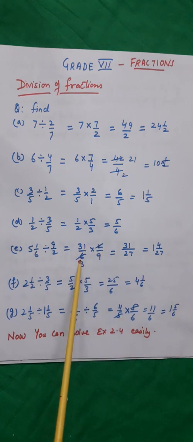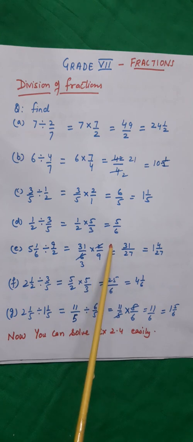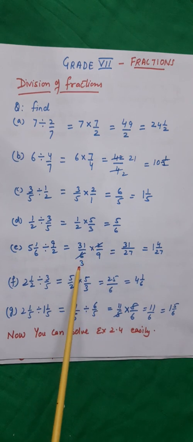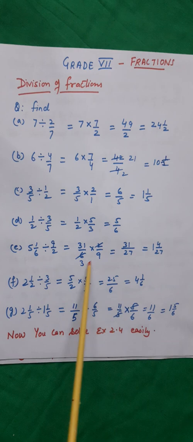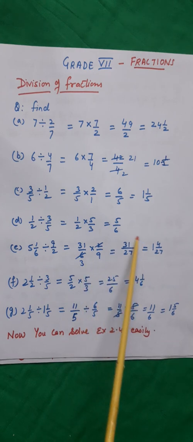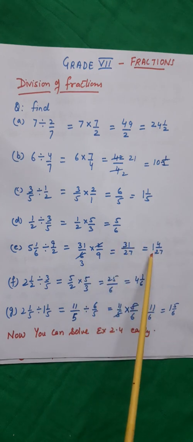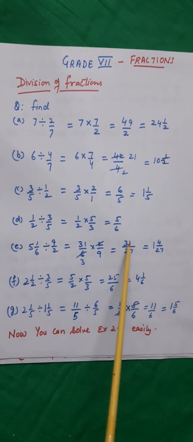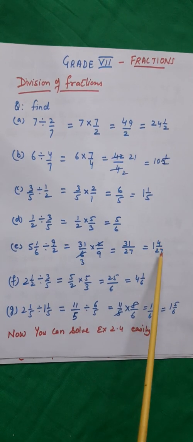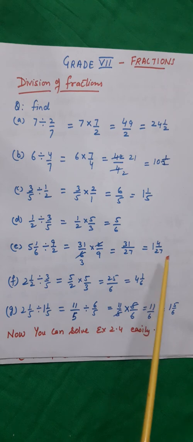Right? So 31 upon 6 into 2 upon 9. 2 cancels 6 here, giving 3. So we have 31 upon 27. And then further converting it into a mixed fraction. 27 ones are 27, 4 is the remainder upon 27.